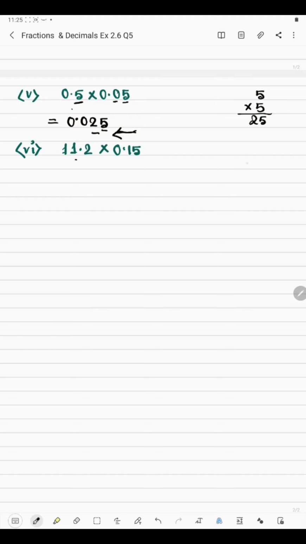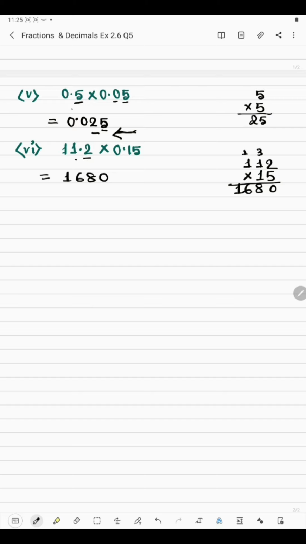So 11.2 will become 112 if you remove the point, and 0.15 will be 15. Now if you multiply this: 15 2s are 30, 0 and 3 carry; 15 1s are 15, 15 plus 3 is 18, 8 and 1 carry; 15 1s are 15, 15 plus 1 is 16. So we have 1680.